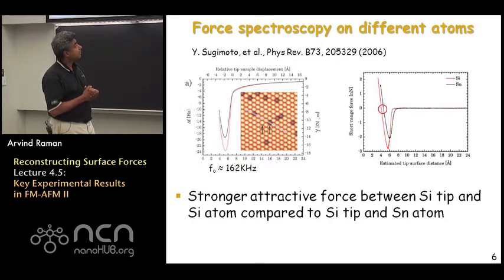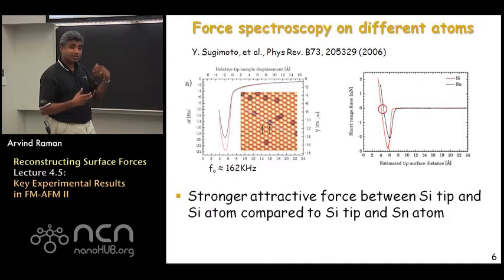and the red one is the curve on silicon atoms. And when the Sader-Jarvis reconstruction formula is applied, and this data are converted into force versus distance, one notices that there is a very distinct difference between the interaction forces between the silicon tip and a tin atom, and a silicon tip and a silicon atom. In particular, I would try to draw your attention to the fact that on the silicon, the interaction force curve is actually deeper. It goes down to a smaller value, more negative value. In fact, the maximum attractive force one gets between the silicon tip and the silicon atom is between -2 and -3 nanonewtons.